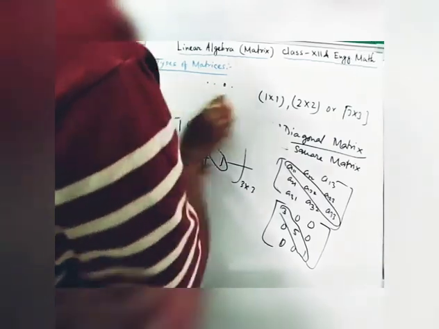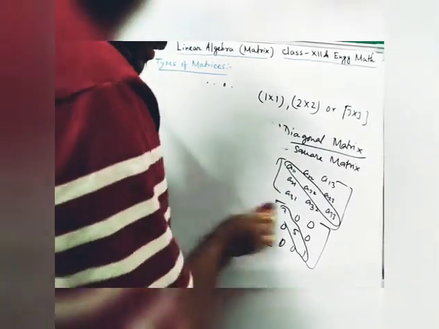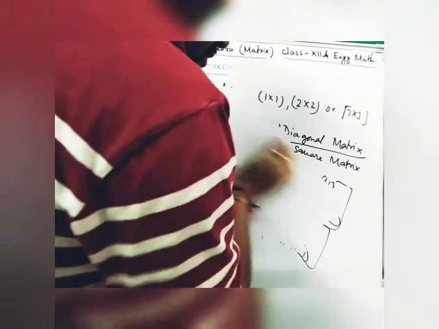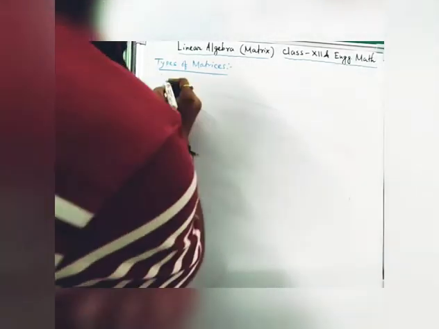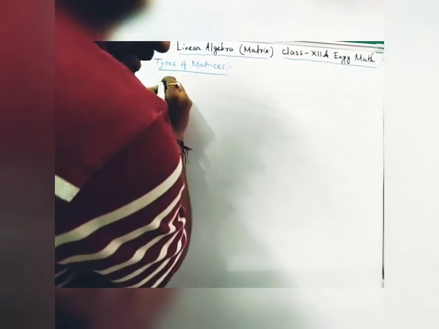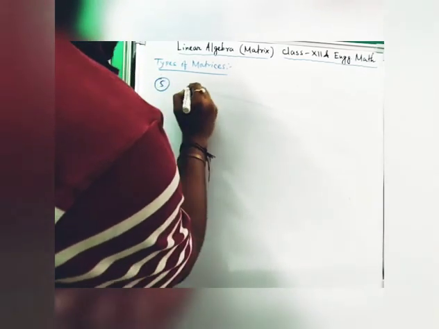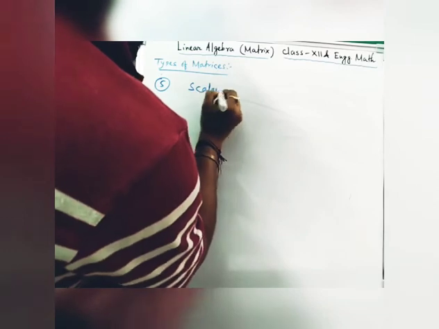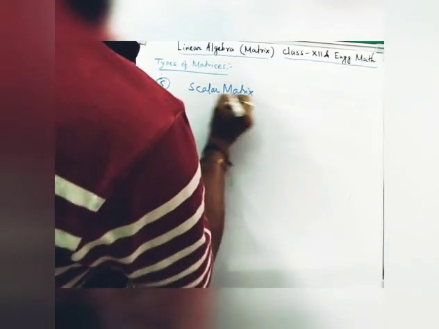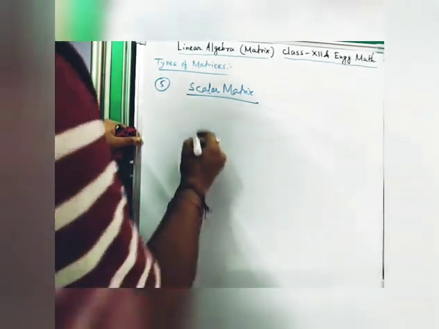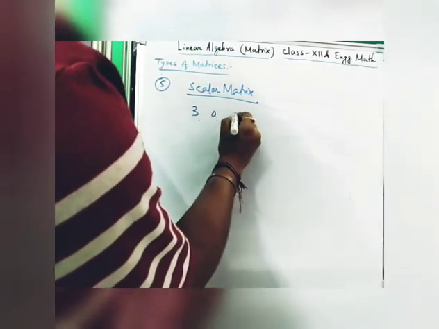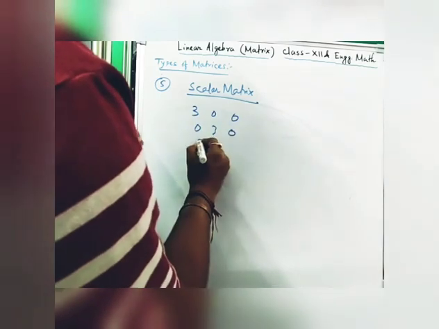The next type of matrix is the scalar matrix. In a scalar matrix, all the diagonals are equal. So a scalar matrix is a special type of diagonal matrix. The fifth type is the scalar matrix, a special type of diagonal matrix where all the elements in the diagonal are the same. Just suppose 3 0 0, 0 3 0, and 0 0 3.